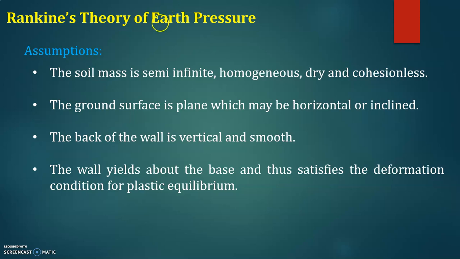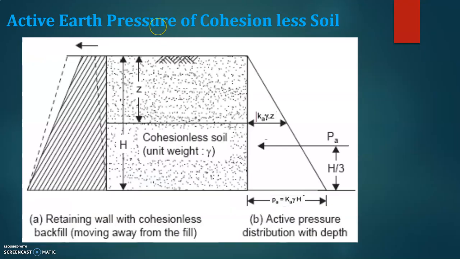Now let us see the active earth pressure for cohesionless soil. There are different backfill conditions. Let us see them one by one. The first one is the horizontal backfill, and next we'll consider submerged backfill. Next we will consider backfill with surcharge, and then backfill with a sloping or inclined surface.